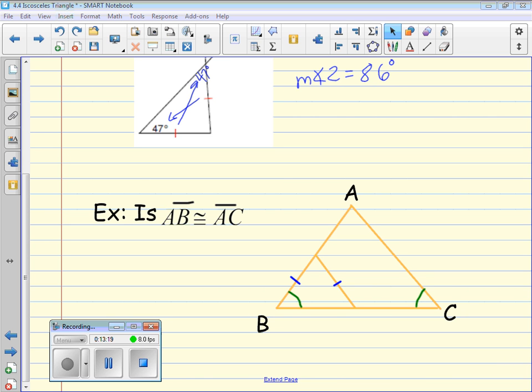All right, let me challenge you with this problem. Right? So I'm asking, is segment AB congruent to AC? So you're going to have to come up with a reason for that. Write it out in words. Put me on pause and come back and check to see what I got.